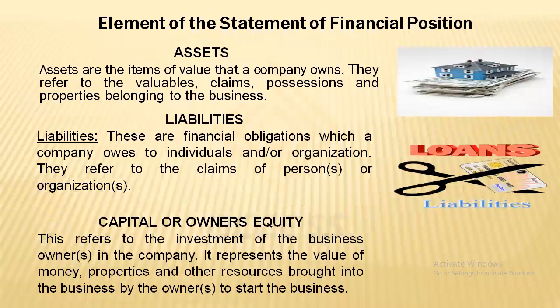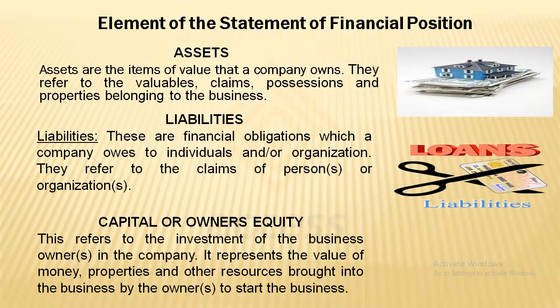So then we now have the elements of the financial statement. Now, what are the elements of the financial statements? You have the assets, liability, and capital or owner's equity. The assets represent the value of the company, the values, claims, and possessions of the business that are being controlled by the business. So if you have not watched my video on accounting equations, I extensively explained the meaning of assets, liabilities, and capital or owner's equity, as the case may be.